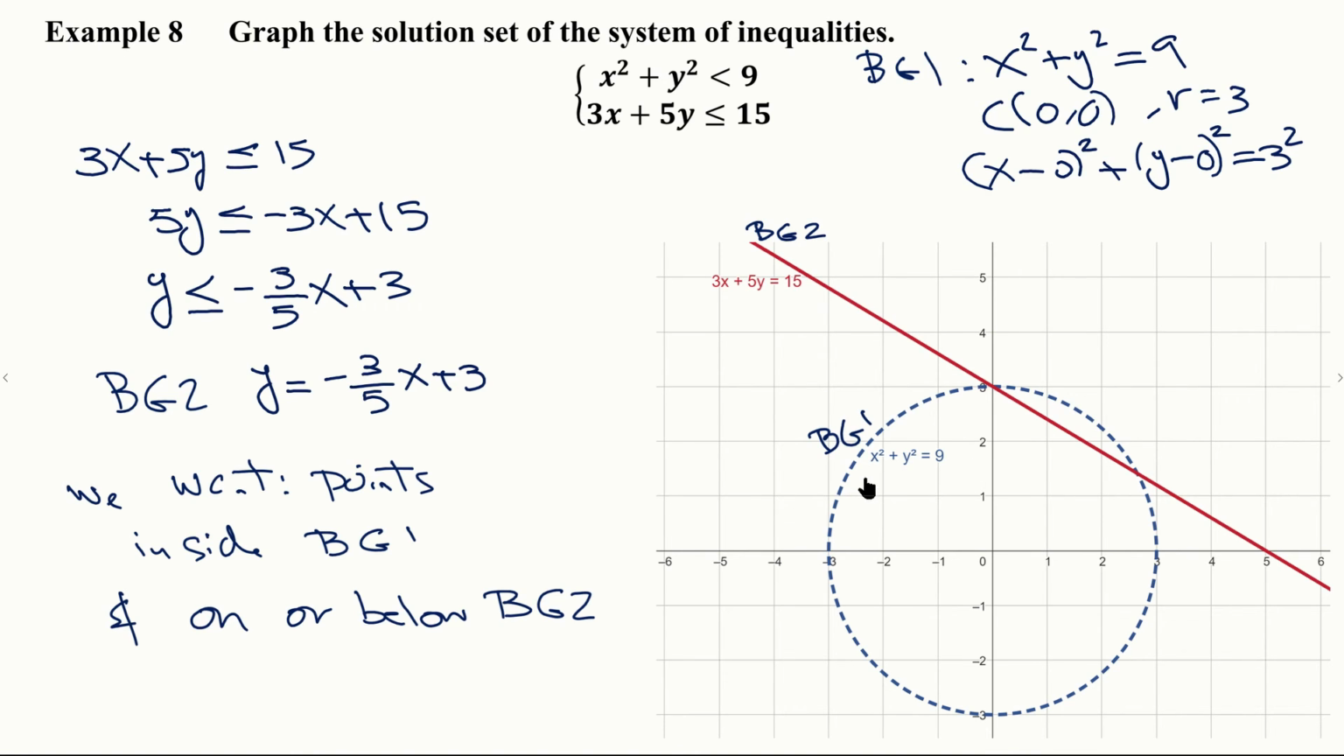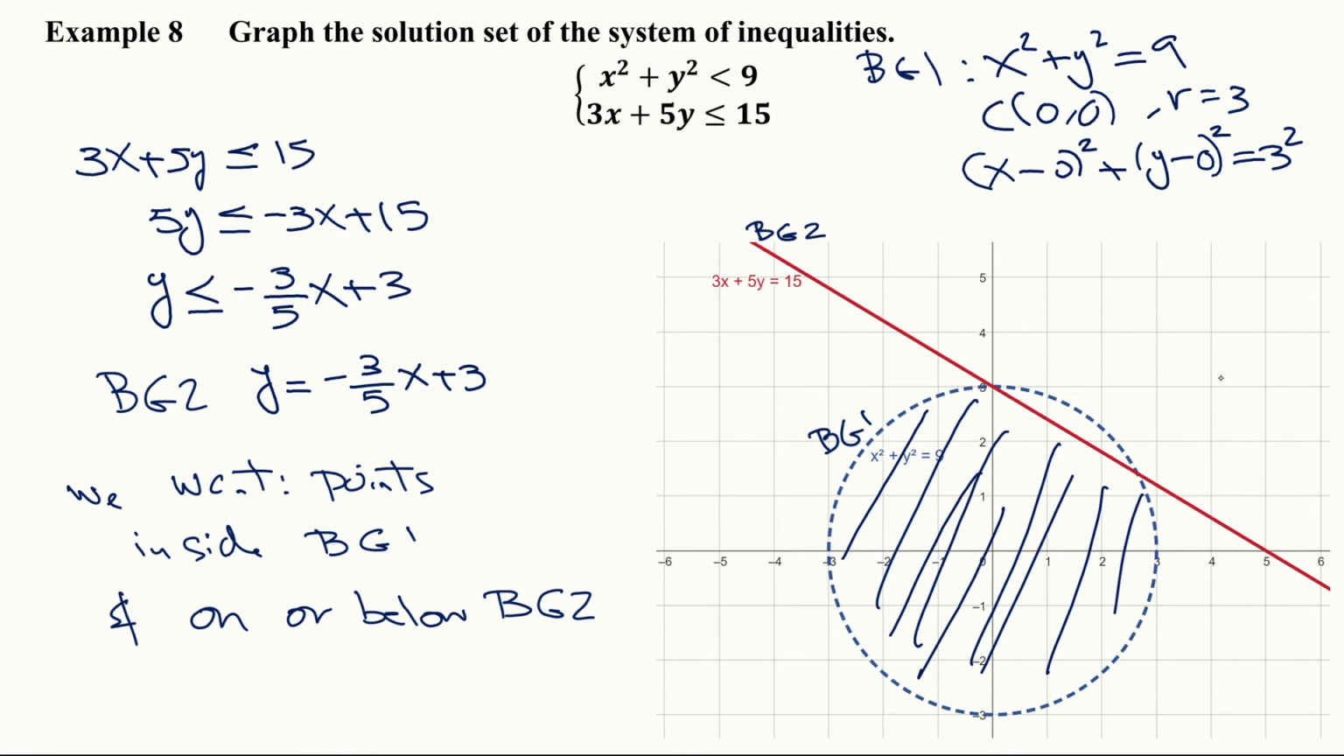So we want points that are inside the circle, but they also have to be on or below the line, right? So that means we're just not going to want to include this part, but everything else inside the circle, right? Because that little part is above the line, right? So we don't want that. There it is. Is that nice and easy? It is, right? Okay, so that's how you handle those.